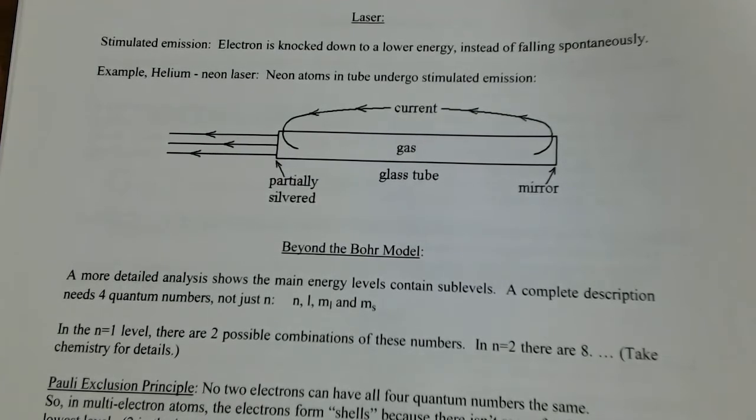Stimulated emission is if, before the electron has a chance to just fall down on its own spontaneously, you knock it down to a lower energy level instead. Then you've stimulated the atom into emitting a photon instead of it just doing it spontaneously. You can't knock the electron down with just anything. If you shoot a neutron or something at it, that's not going to work. It's got to be a photon. And furthermore, it's got to be a photon identical to the one the atom is going to give off.